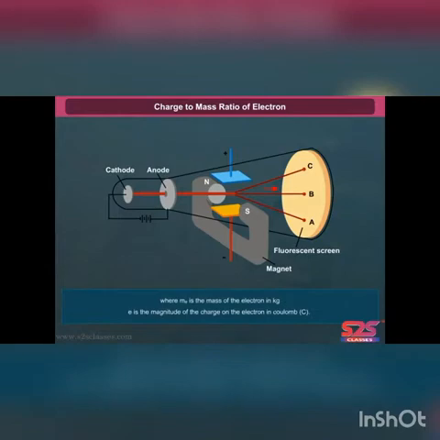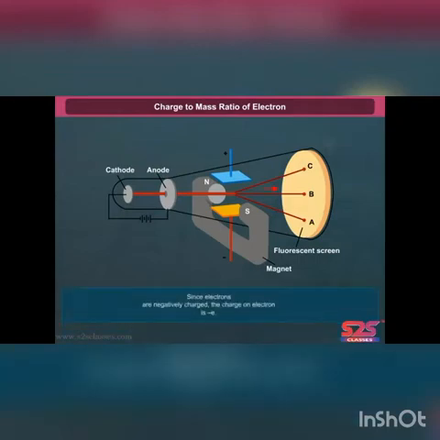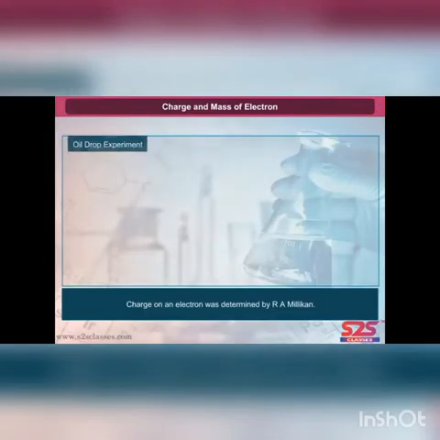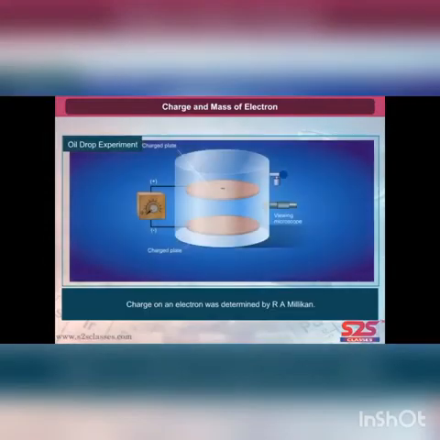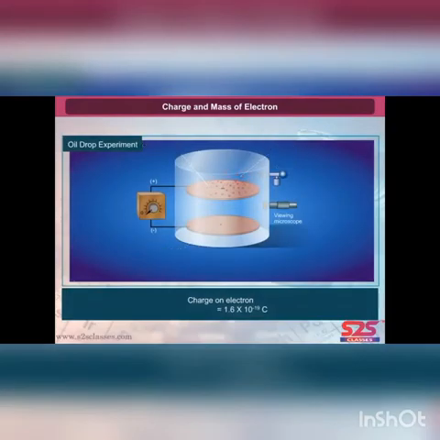Where me is the mass of the electron in kilogram, and e is the magnitude of the charge on the electron in coulomb. Since electrons are negatively charged, the charge on an electron is minus e. Charge and mass of electron. Charge on an electron was determined by R. A. Millikan by using an oil drop experiment, and it was found to be 1.6 times 10 raised to the power minus 19 coulomb.